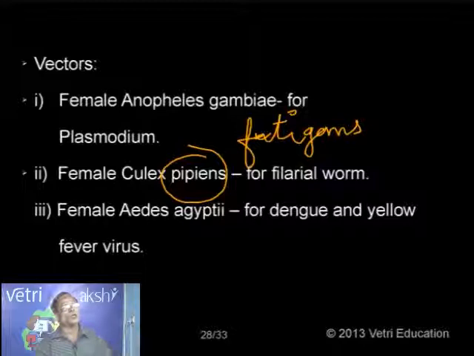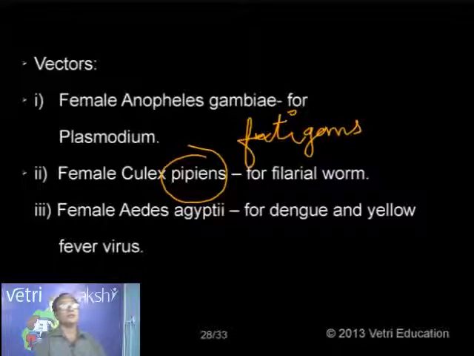So most of the vectors have a sanguivorous mode of feeding. They are sanguivores, blood eaters. But normally the males feed on plant juice or plant sap because they do not have modified mouthparts to suck the blood. That is why they cannot have the ability of transmitting the disease. They are not acting as a vector as far as animals are concerned.